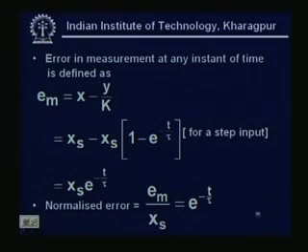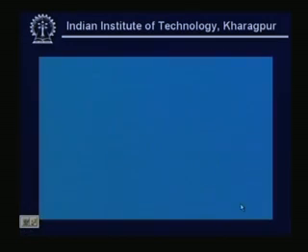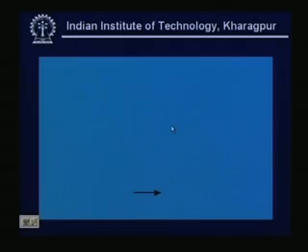So, the normalized error, if you make it unitless, will be EM by xs equal to e to the power minus t by tau. It will be better visualized in a flash. You can see here.